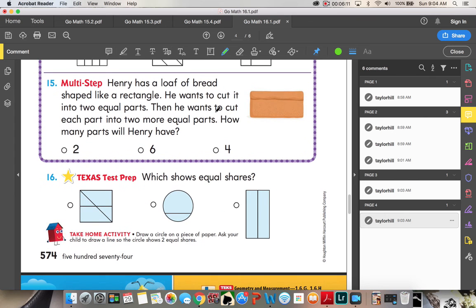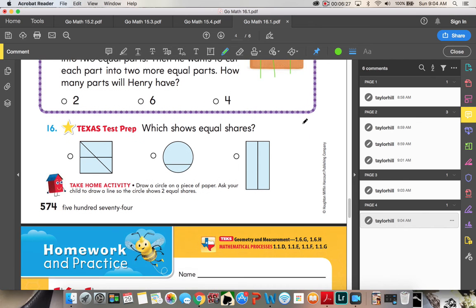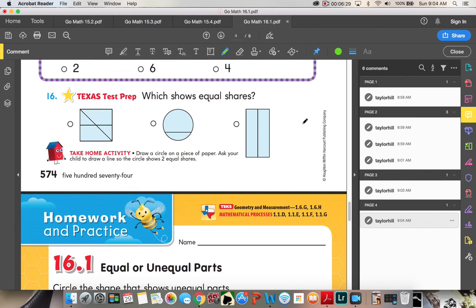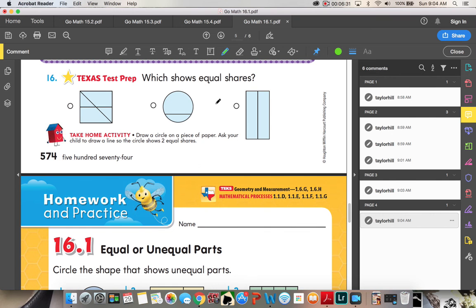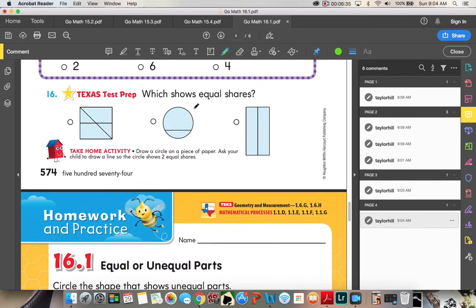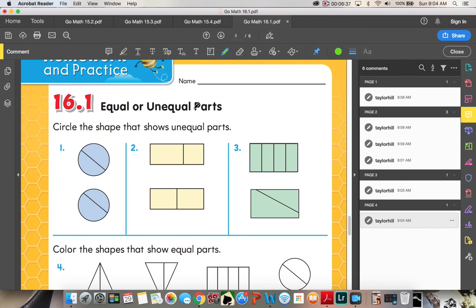Number 15. Henry has a loaf of bread shaped like a rectangle. He wants to cut it into 2 equal parts. Then he wants to cut each part into 2 more equal parts. How many parts will Henry have? So he has a loaf of bread. He wants to cut it into 2 equal parts. Then he wants to cut each part into 2. So then how many pieces is he going to have? And number 16, which shows equal shares? So out of these 3 shapes, which one is divided evenly into equal parts? Okay?